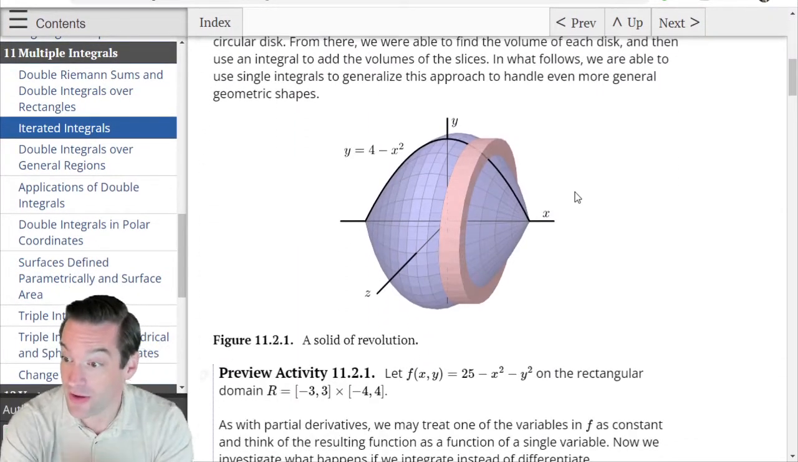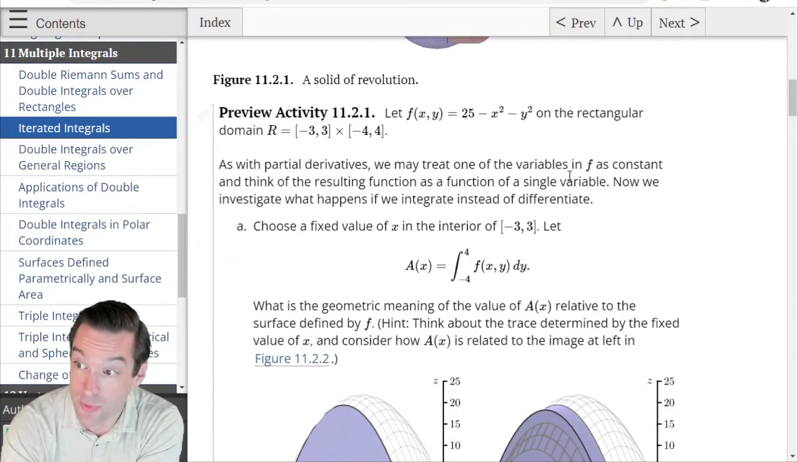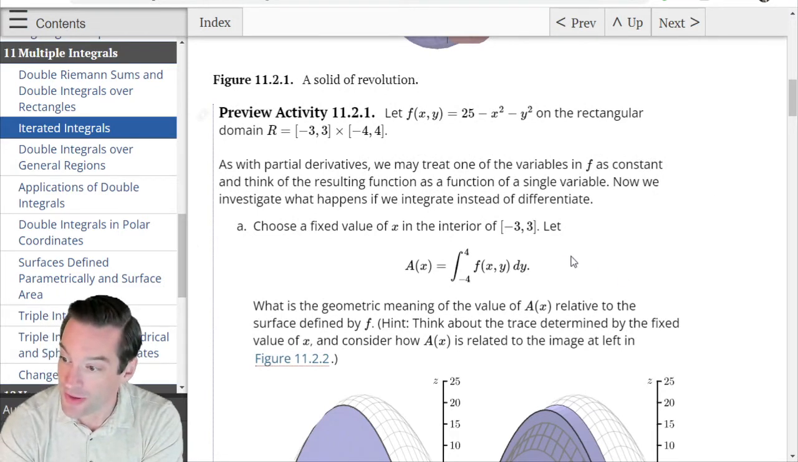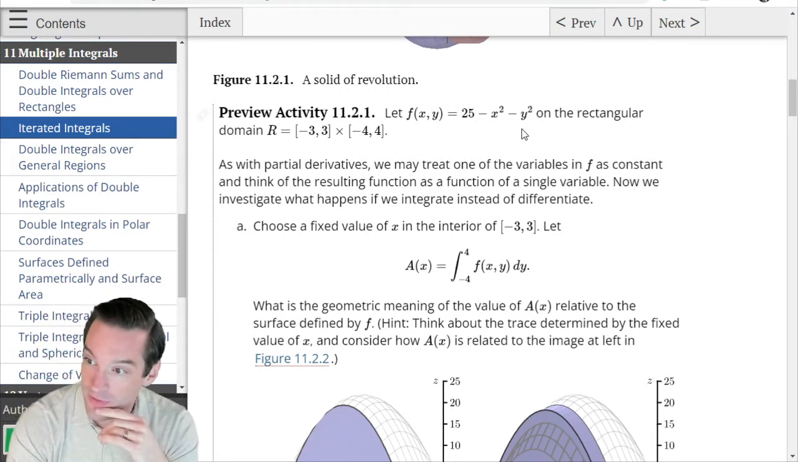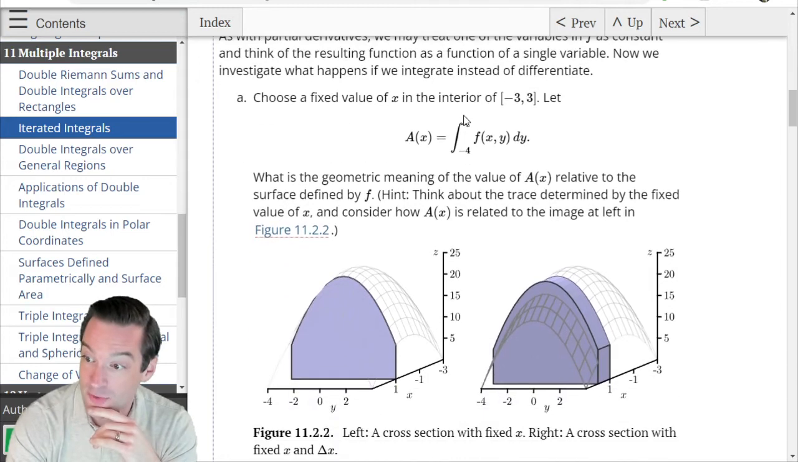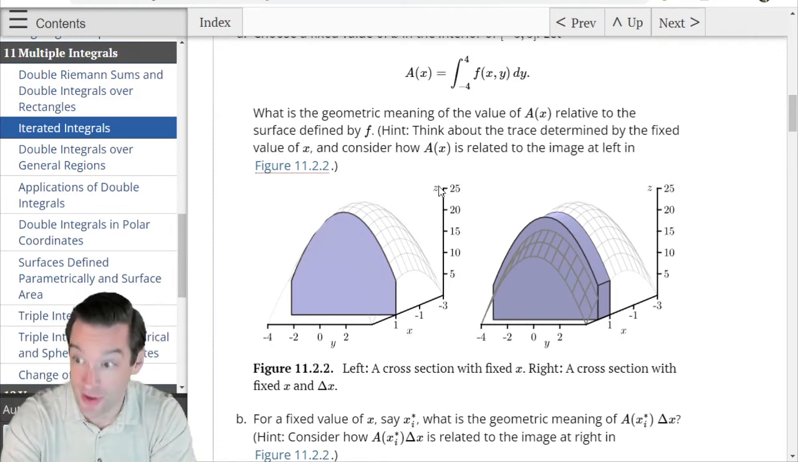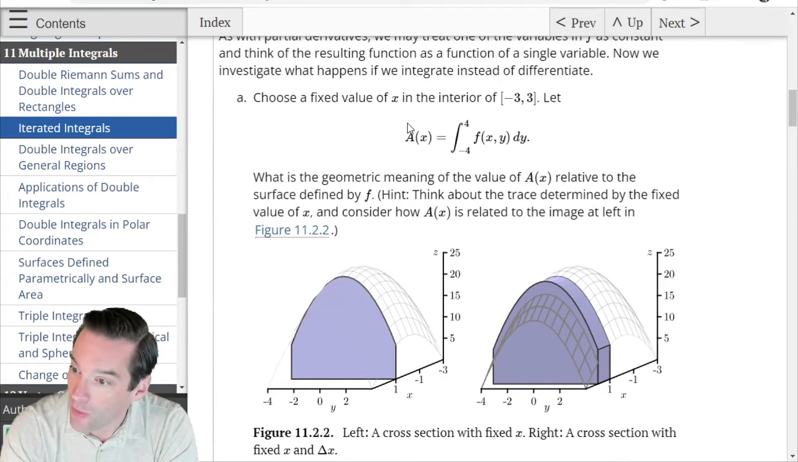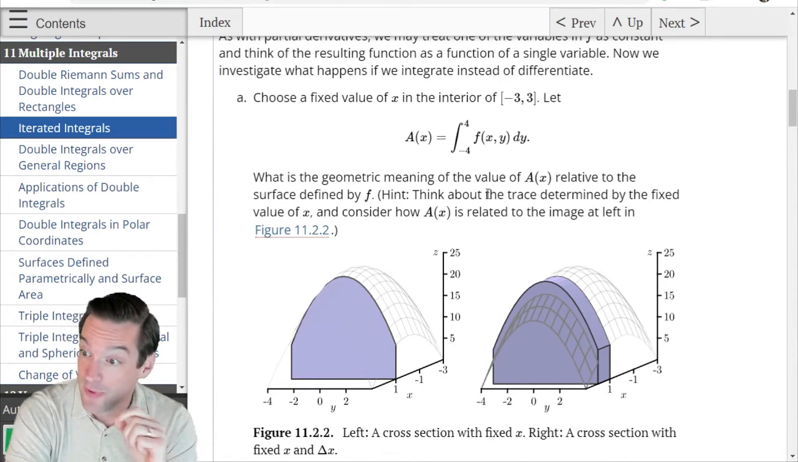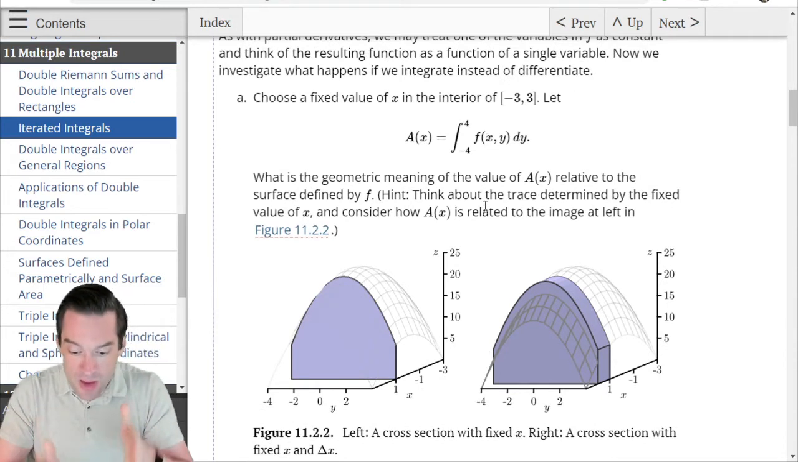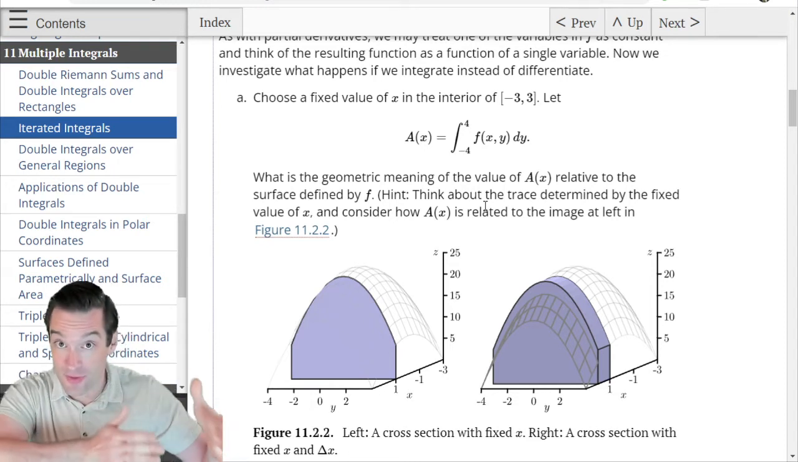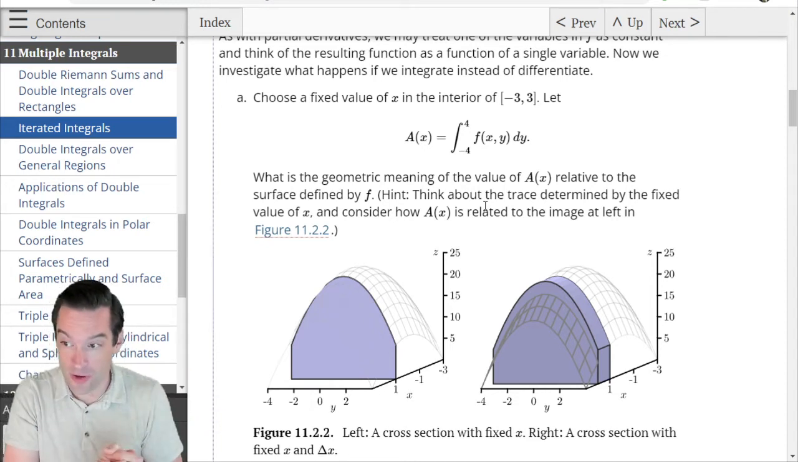And so the preview activity that I want to start us with is 11.2. This activity asks us to think about the function f of x and y as 25 minus x squared minus y squared. So its graph is this upside down paraboloid, which goes up to 25 on the z-axis and then has circular cross sections. And so what we're going to walk through in this preview activity is a way of slicing up this volume that we're trying to find the volume of.